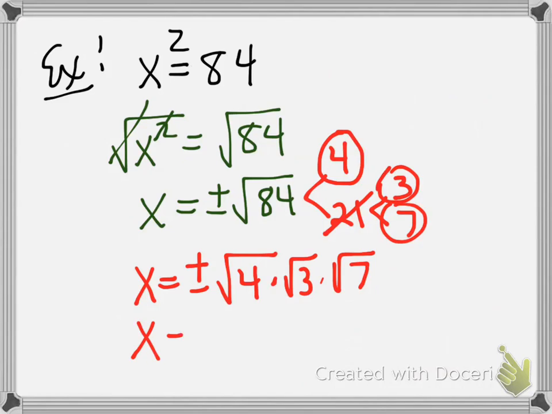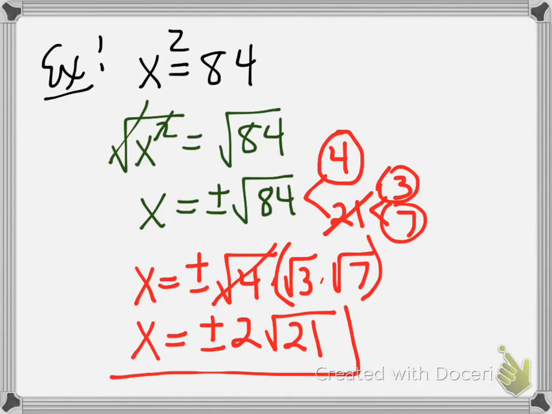So now I'm going to say the square root of 4 is 2. The square root of 3, that's not a perfect square. The square root of 7, that's not a perfect square. So I'm going to take these two and bring them back together. 3 times 7 is 21. So x equals plus or minus 2 times the square root of 21.